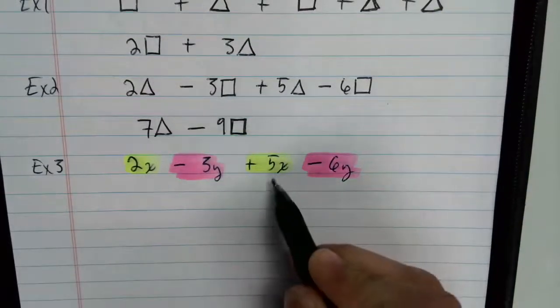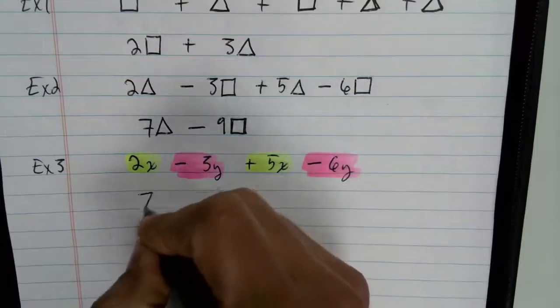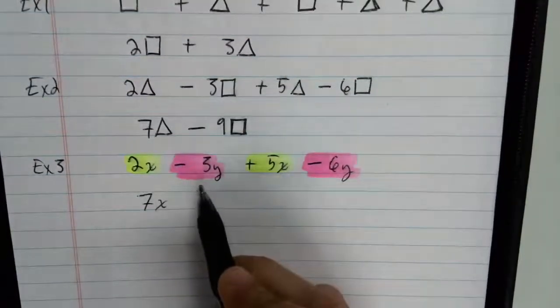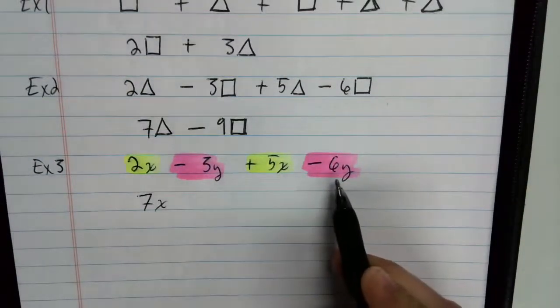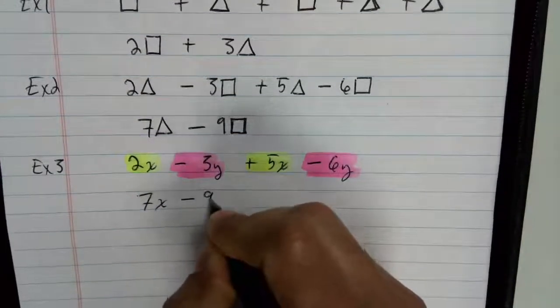2x and 5x are both positive and therefore combine to make a 7x. And then negative 3y and negative 6y are both negative and they'll combine to make a minus 9y.